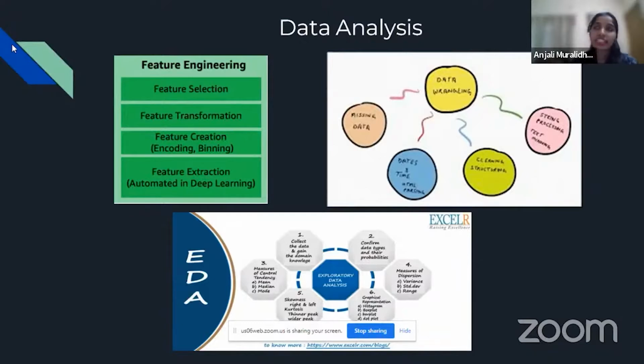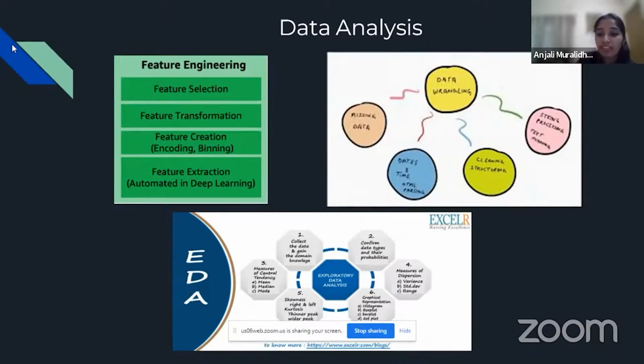These are like the initial stage. So what happens in exploratory data analysis is a lot of statistics and everything involved. So first we collect the data, and then we gain knowledge of what kind of data it is. And then we confirm the data types and what probabilities, like in which situation, what kind of data can be taken.